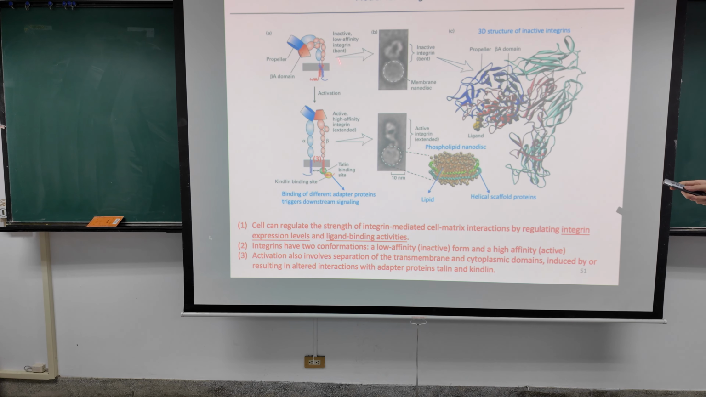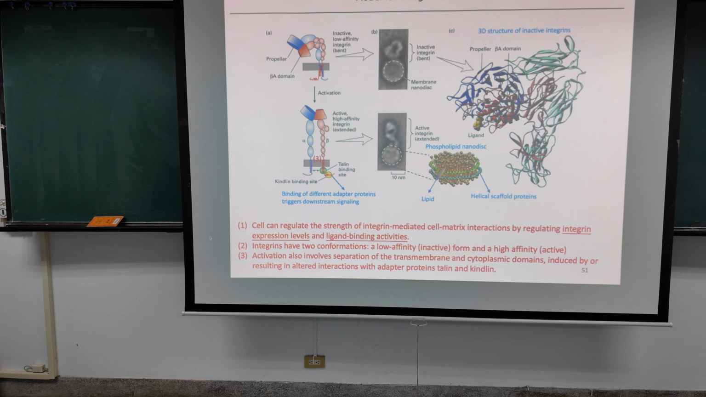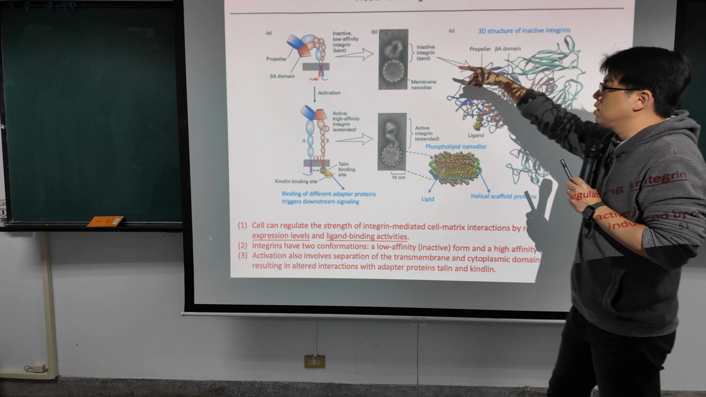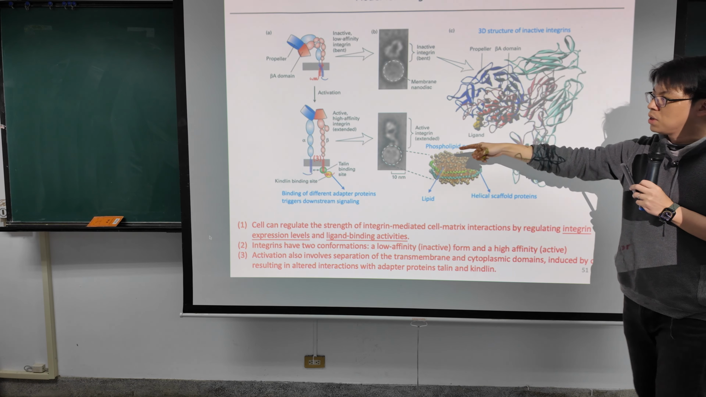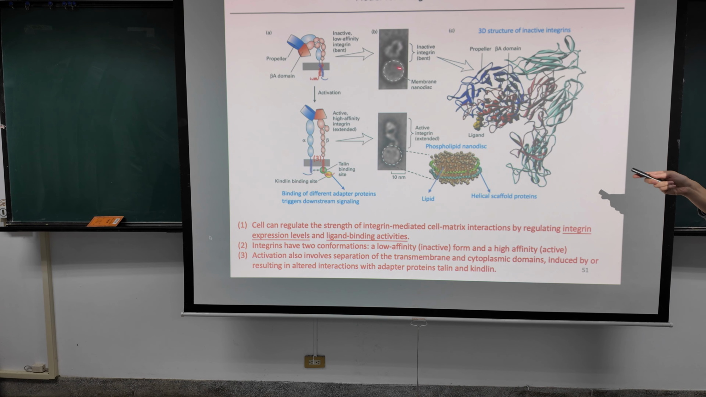So such a bending or extended pattern is controlled by some intracellular signal. For example, the binding of those signaling molecules will activate the integrin, so they will expose together to such an extended site. So under cryo-EM, you can see this extended pattern or bending pattern.